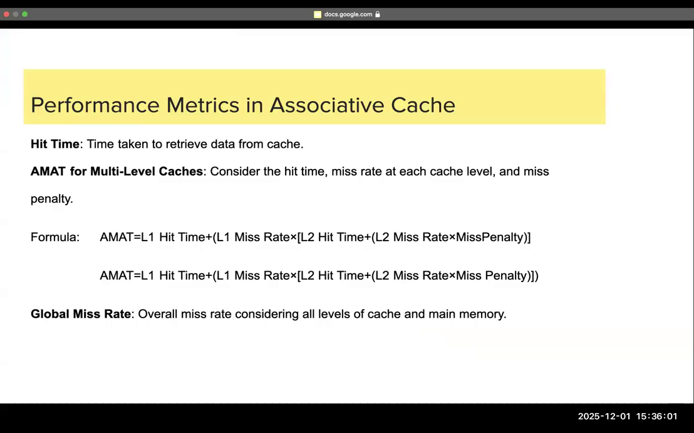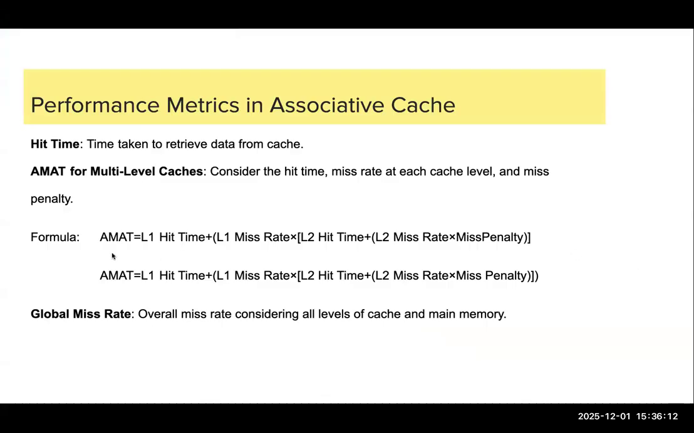Hit time is the time taken to retrieve the data from cache, and AMAT for multi-level caches considers the hit time, miss rate at each cache level, and miss penalty. This is the formula for AMAT. Some of these values will be given to you, or you will be given values to calculate them. Everything will be in the question, so you don't have to worry about missing anything. The only thing you need to know is the formulas for every term you see in this line. And global miss rate is the overall miss rate considering all levels of cache and main memory.